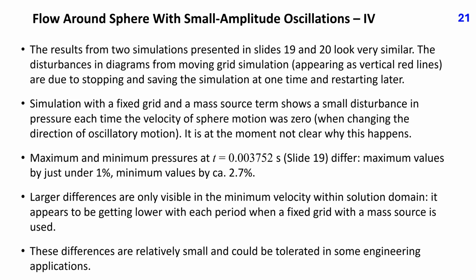The maximum and the minimum pressure at t equal 0.003752 seconds, see slide 19, differ. Maximum values by just under 1% and minimum values by circa 2.7%. Larger differences are only visible in the minimum velocity within the solution domain. It appears to be getting lower with each period when a fixed grid with a mass source is used. These differences are relatively small and could be tolerated in some engineering applications.